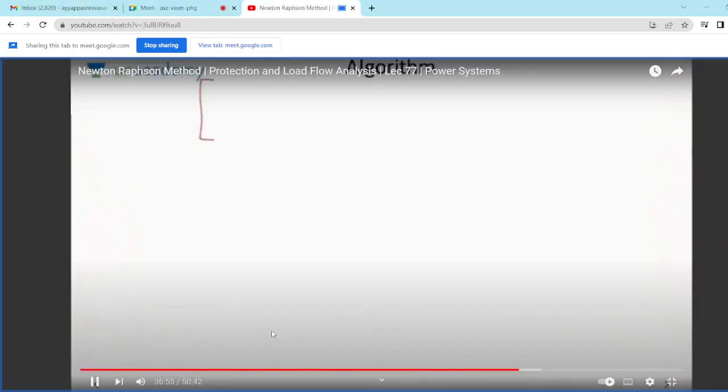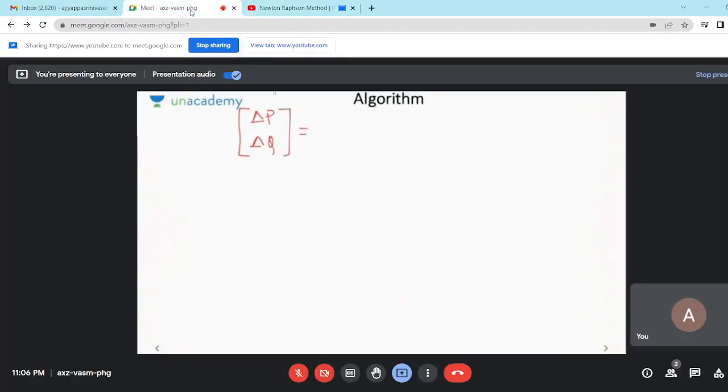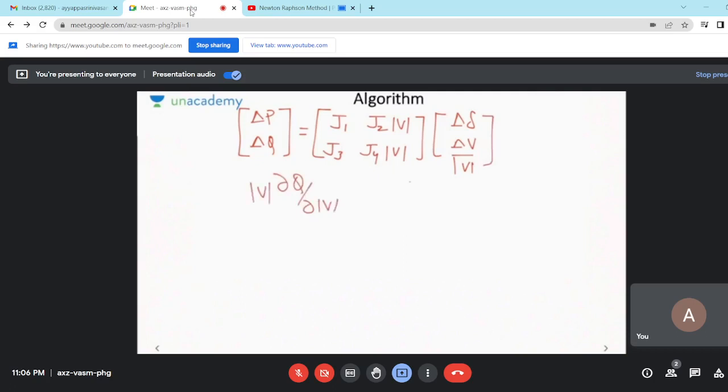So what we can write is delta P delta Q is actually, we can write like this: J1 J2 mod V, J3 J4 mod V. Why am I multiplying it by mod V? Because here I will take delta V by mod V. As you saw, the elements that we calculated, del Q by del mod V, here also we took mod V, and mod V into del P by del mod V. So that way the elements became compact, and hence we will use it something like this.